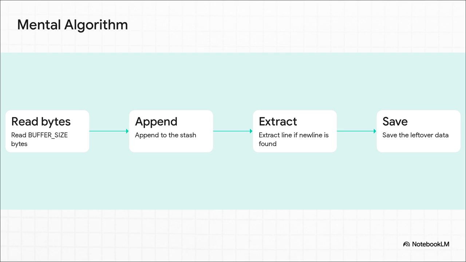Step 3. Search through that stash. If you spot a new line character, extract everything up to that point. Bam! That is your line. Step 4. Take whatever comes after that new line and save it back into the stash as your new leftovers. And hey, if you don't find a new line in Step 3, you just loop back to Step 1 and scoop up another spoon of soup. It's a beautifully self-sustaining cycle.